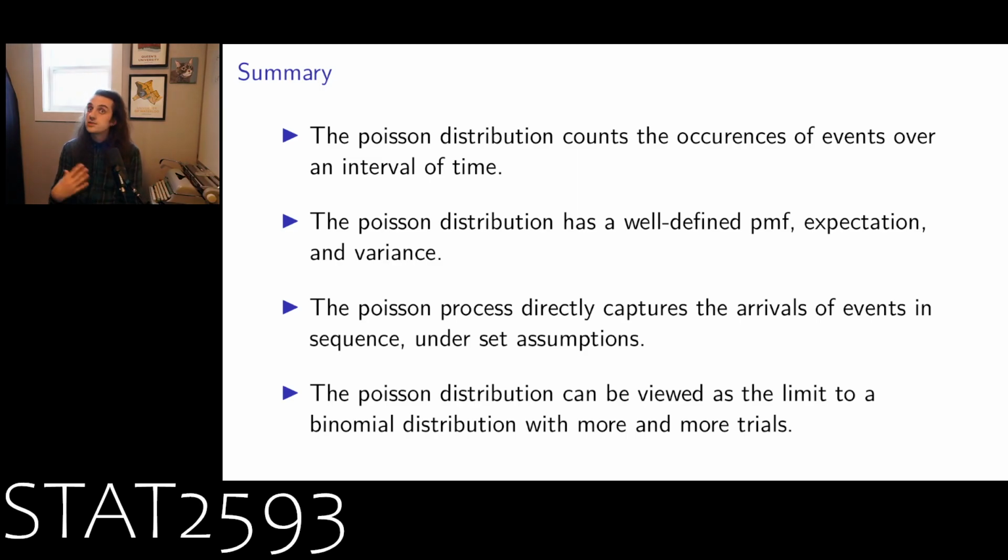So once again, just a brief introduction to the Poisson distribution. Note that the Poisson distribution is a little bit different than the distributions we've seen up until now. It's going to count the number of occurrences of events in an interval of time. We saw that it has a PMF, expectation, and variance. The Poisson process is a way of capturing the arrivals of events based on a certain rate and time interval. And we can view the Poisson distribution as the limit of the binomial distribution as we increase the number of trials.